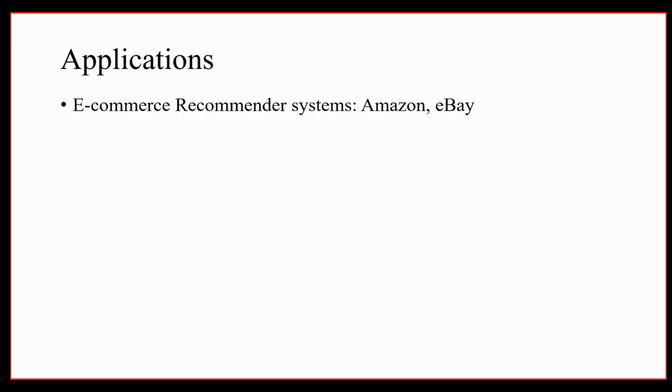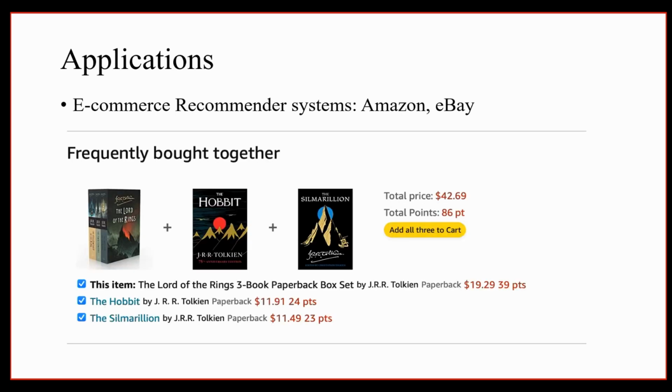You can also think of e-commerce recommender systems like Amazon and eBay. And here the subset is like a basket of goods which a person buys. So you can think of all the Lord of the Rings and Hobbit being bought together.